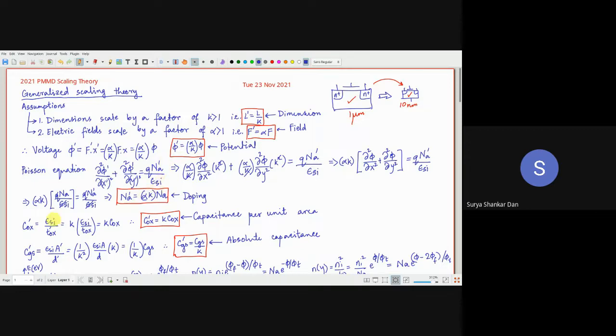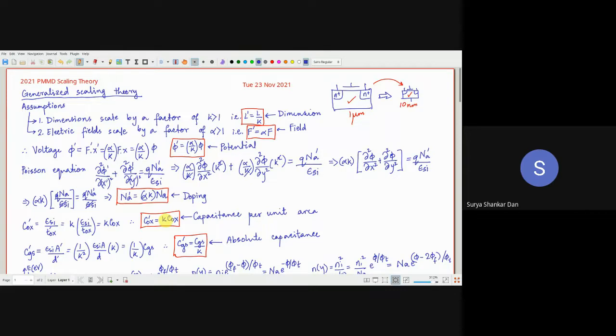Okay, now we will come to COX. Clearly, what is COX? Epsilon Si by TOX. Now TOX is again a dimension, right? So that is going to scale by 1 upon k. So k is above. So basically what we understand, the capacitance per unit area. Remember, this is only the oxide capacitance per unit area, but we are essentially looking for, in general, all the capacitances per unit area. Remember, this is by dimension. So that will scale as k itself.